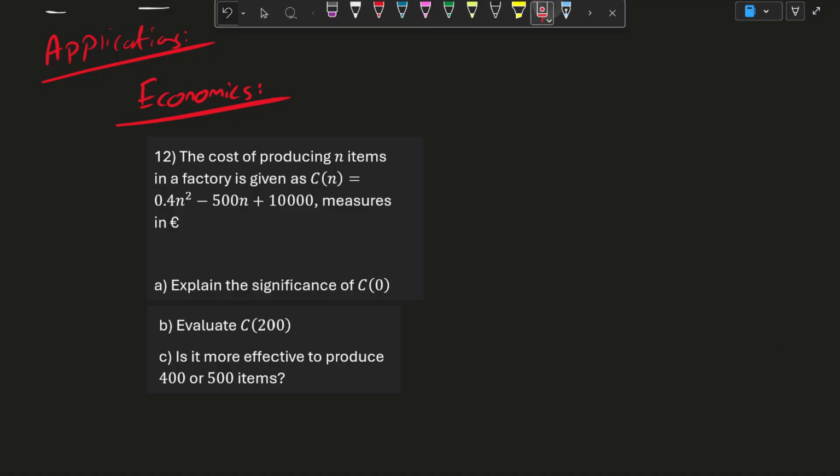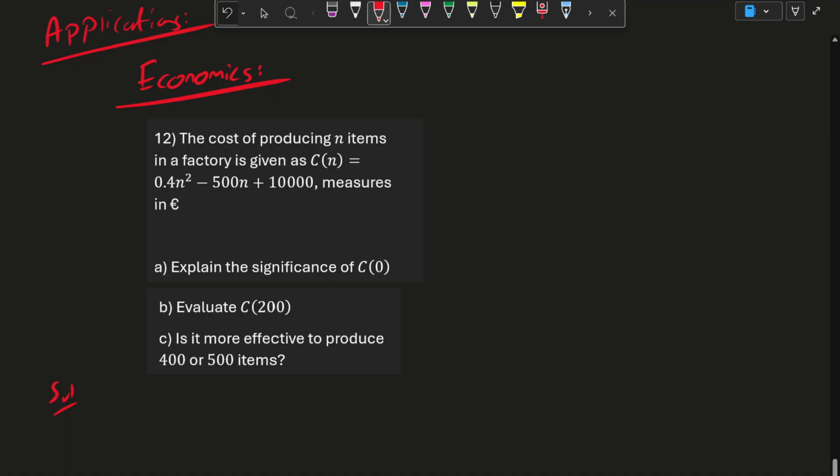So we have the cost of producing n items in a factory is given by this. So the cost in terms of the number of items is 0.4n squared, take away 500n plus 10,000. That should say measured in euros. I'll fix that typo once this video finishes. So firstly, explain the significance of C0.